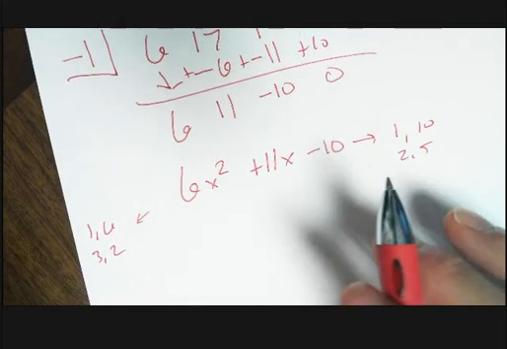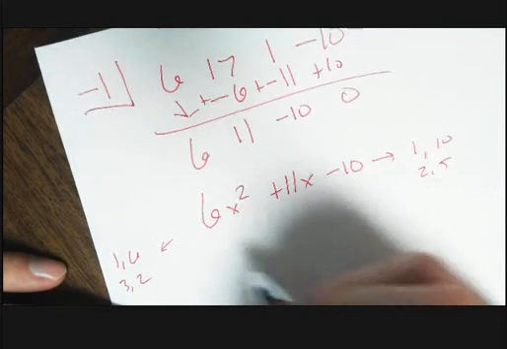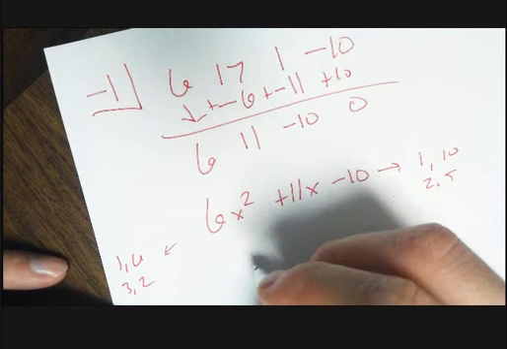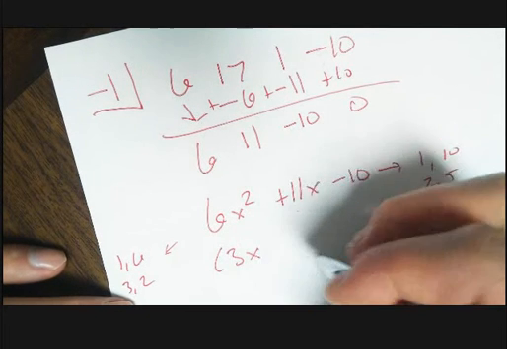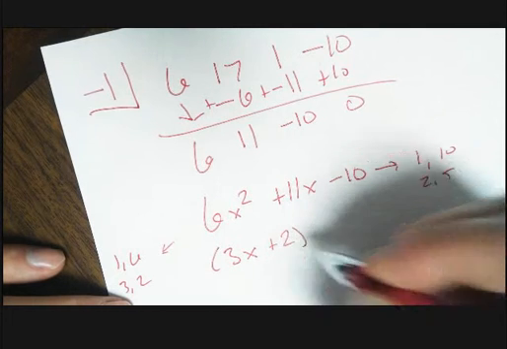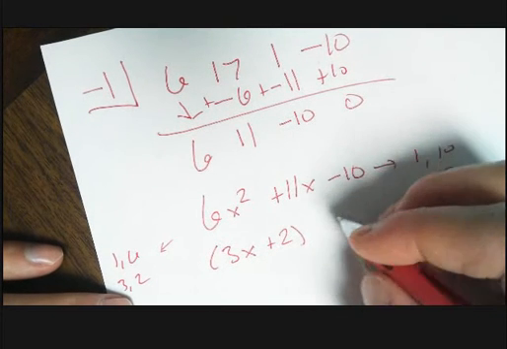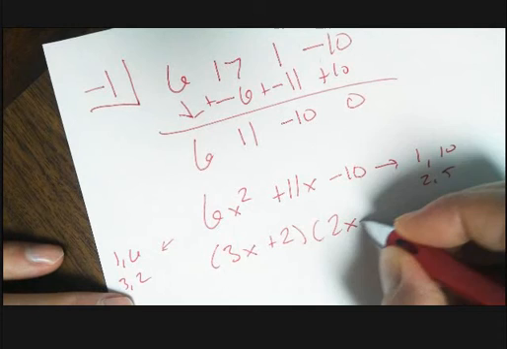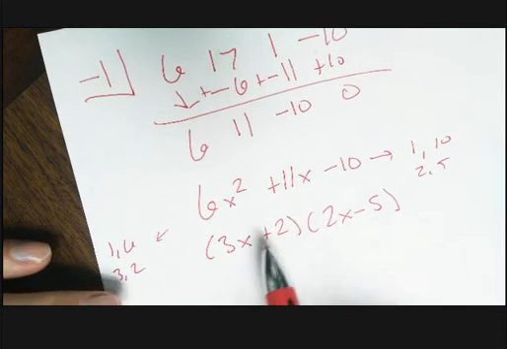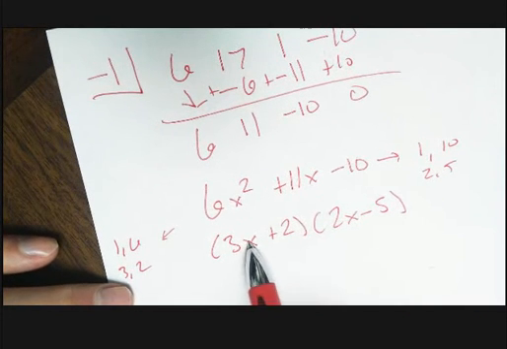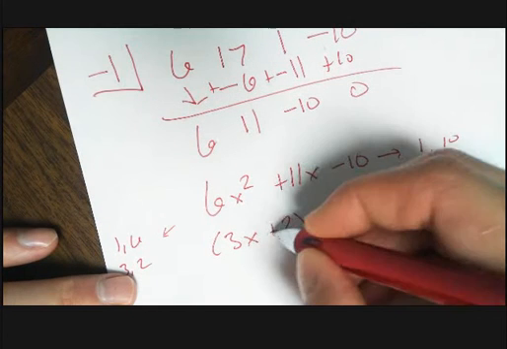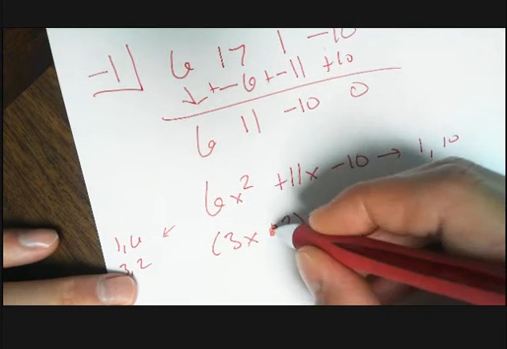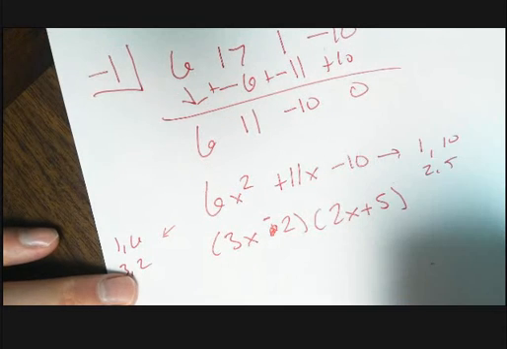But I'm going to go ahead and tell you that 3 and 2 are going to work. So it's actually going to be 3x plus 2 and 2x minus 5. Okay, what you got here is 3 times... No, I totally did it backwards. I'm sorry. Okay, now we got it right.